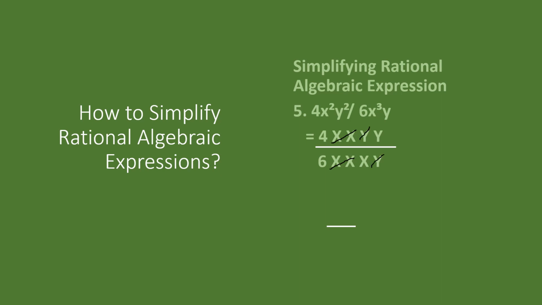Now for 4 and 6, we know that they are both divisible by 2. So 4 divided by 2, that is 2, and 6 divided by 2, that is 3. So what is left here? In our numerator, we have 2 and y. In the denominator, we have 3 and x. Therefore, the simplest form is 2y over 3x.